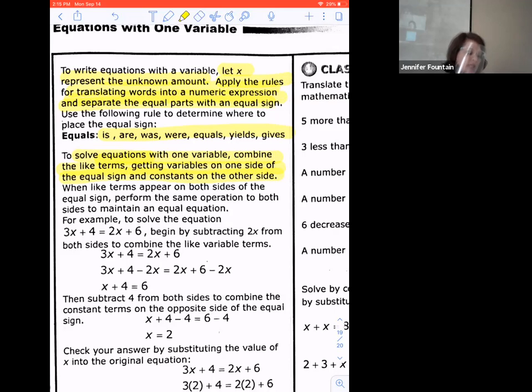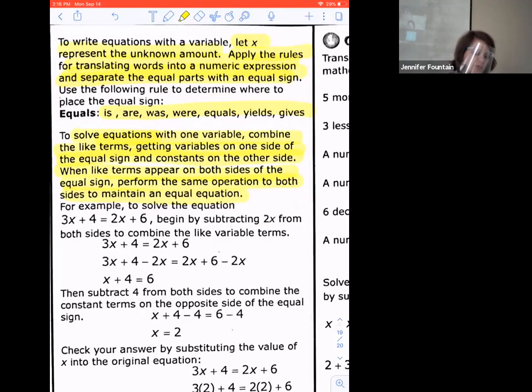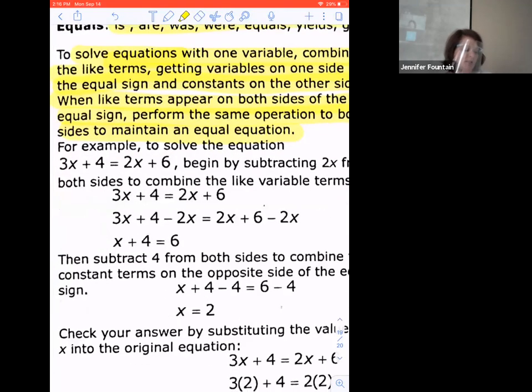Okay, so it says when like terms appear on both sides of the equal sign, perform the same operation to both sides to maintain an equal equation. So let's go ahead and look at the example they've given us. 3x plus 4 equals 2x plus 6. That's what we're starting with, okay? So they're saying if I know what x is, then I could plug it in and this side is going to equal this side, okay?